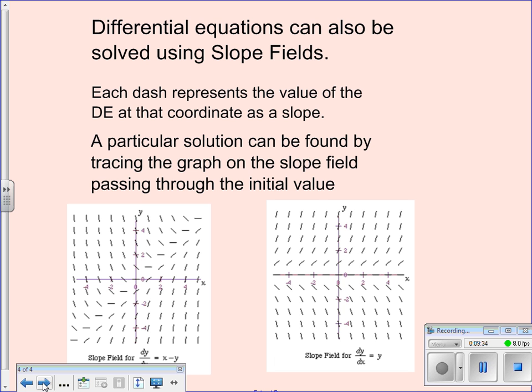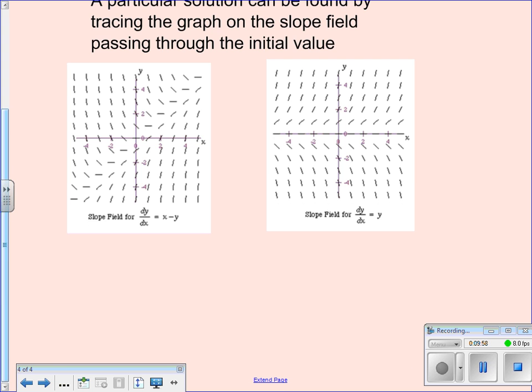Differential equations can also be solved using a slope field. What a slope field does is it gives you all the possible solutions to your equation in one picture. Each dash represents the value of the differential equation. So let me go ahead and scroll on this one. For example, this equation is dy/dx is equal to x minus y. Every single dash is a little tiny line that has the slope of the x coordinate minus the y coordinate.